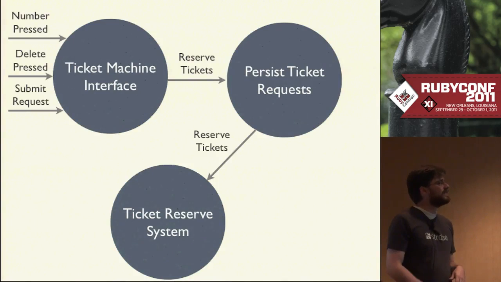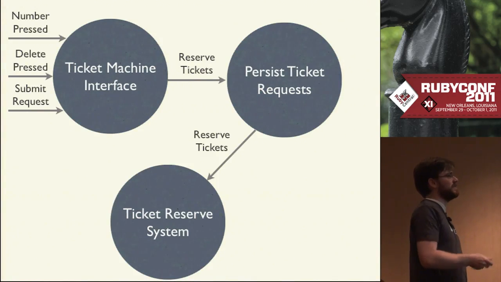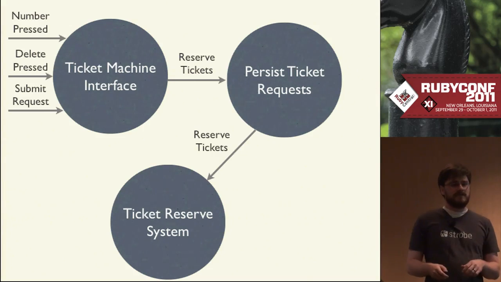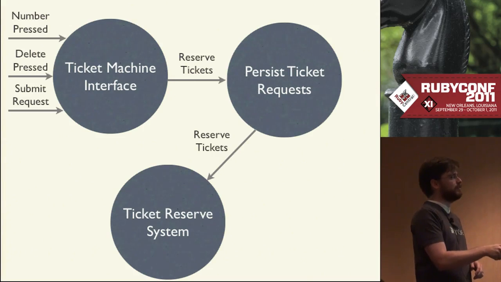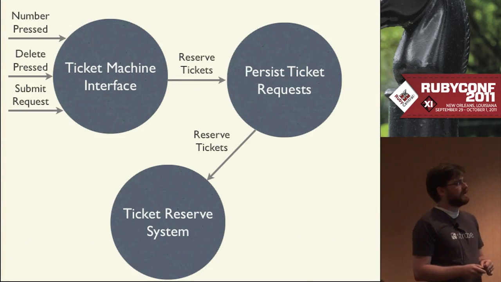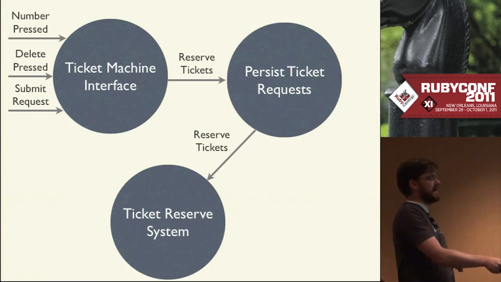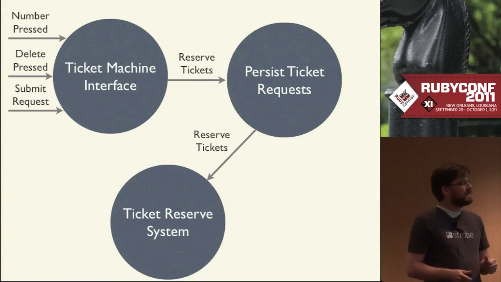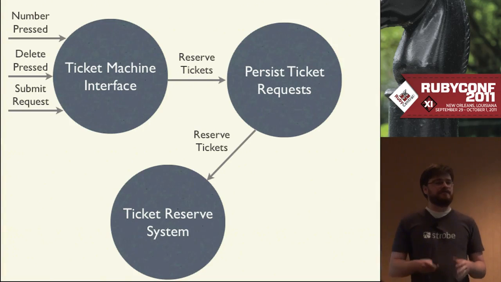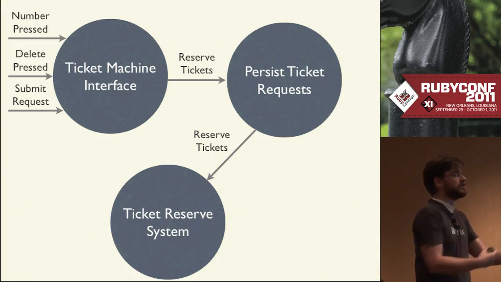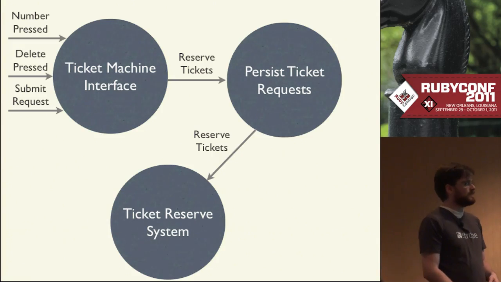So for instance, you have the ticket machine interface, and it still is reserving tickets, but you put another object in between the two objects to persist the ticket requests. And then it calls the same API on the ticket reserve system. And this enables you to not have to change the code that you already know is working. You just change the composition of the objects.